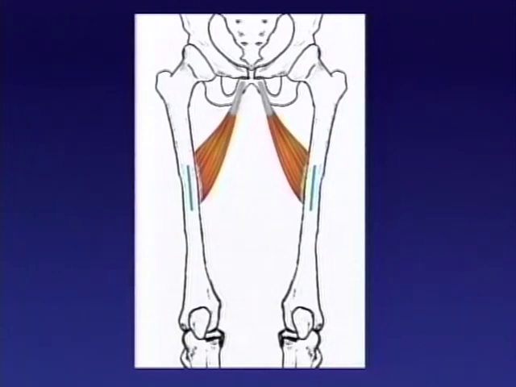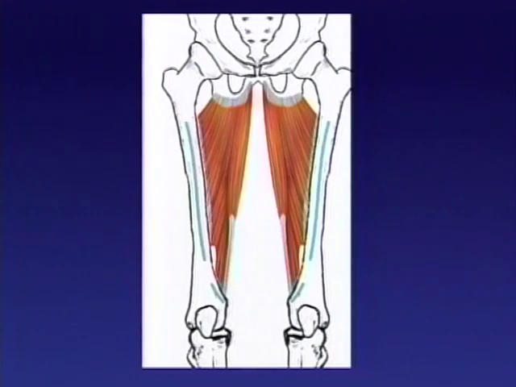The origin of the adductor longus is front of the pubis just below its crest. The insertion of the adductor longus is the middle 1/3 of the linea aspera. And finally, the adductor magnus originates on the edge of the entire ramus of the pubis and the ischium and the tuberosity of the ischium.